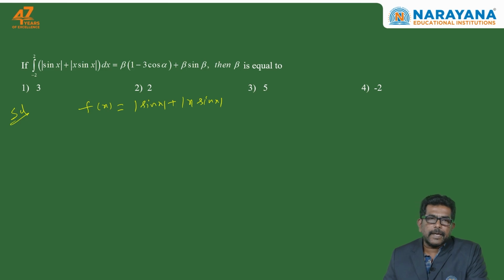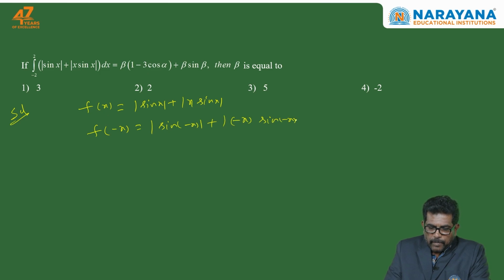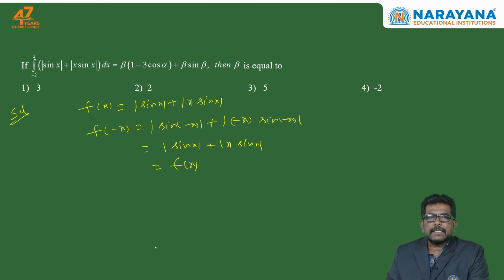When the limits are minus 2 to 2, we are going to check whether the given integrand is an odd function or an even function, or neither, we don't know exactly. So we check f of minus x, which is equal to mod sin of minus x plus mod minus x sin of minus x, which gives mod sin x plus mod x sin x. That means f of x is an even function.